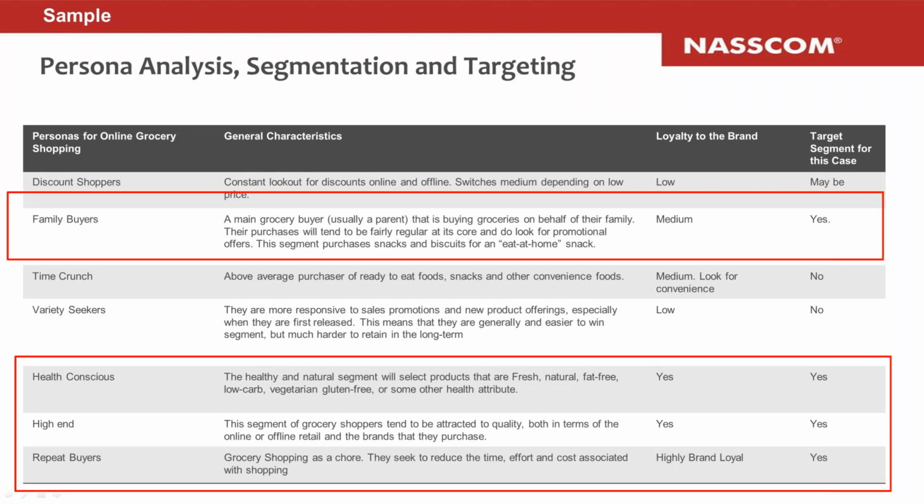Grocery shopping, they consider as a core. So they seek to reduce time, effort, and cost associated with shopping. So they can be highly brand loyal to your platform if you do provide the right amount of services. Target segment for this case, maybe yes.